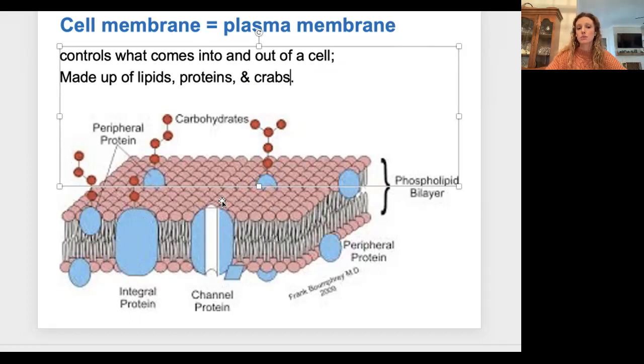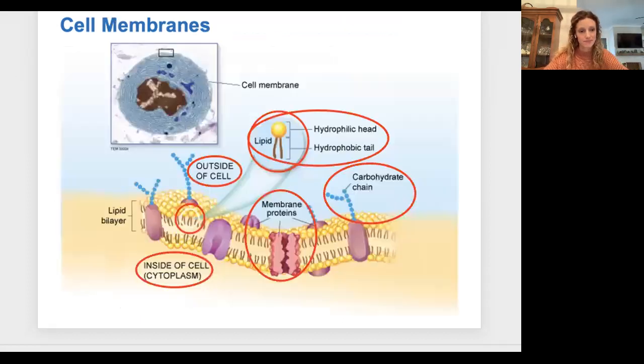Your proteins are going to be these channel proteins or integral proteins or peripheral proteins. We'll get into those in a later unit. Just know that there are proteins in the plasma membrane. And then the carbohydrates are going to form little chains off of the proteins. Just know that they are going to be on top of the proteins.